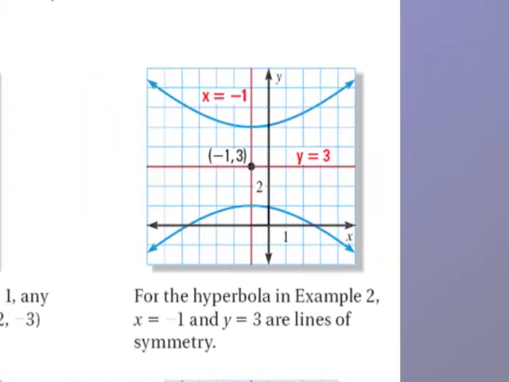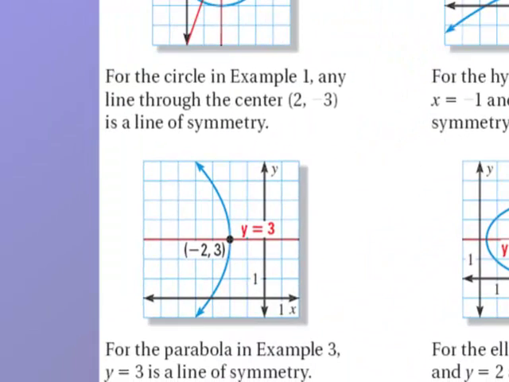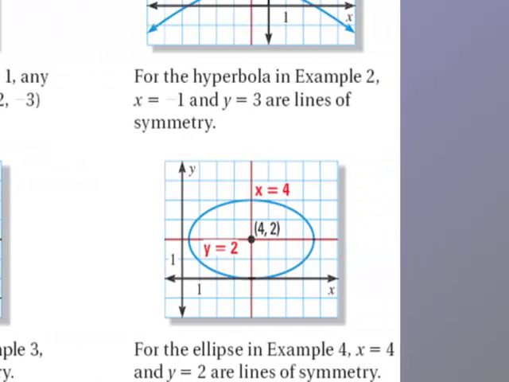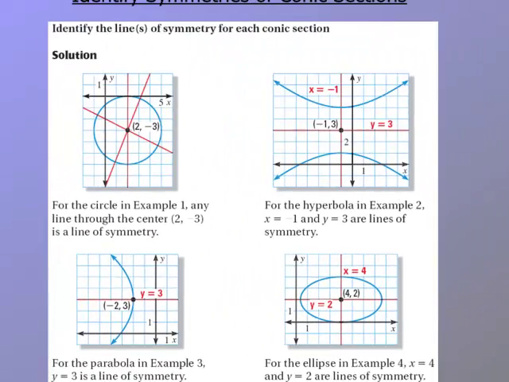With the hyperbola, you have two lines of symmetry, both going through the center, where you have x equals 1 in this case and y equals 3. For a parabola, you only have one, it goes through the vertex. So in this example, that line of symmetry is y equals 3. And with an ellipse, you can have two lines of symmetry, one vertical, one horizontal. In this case, x equals 4 and y equals 2 would be our two lines of symmetry.